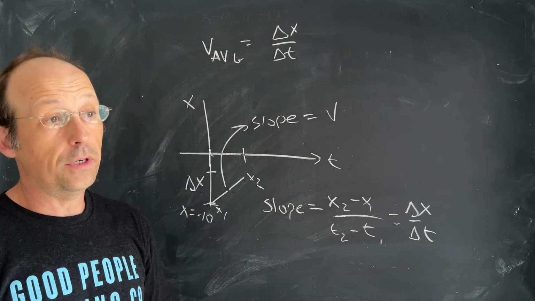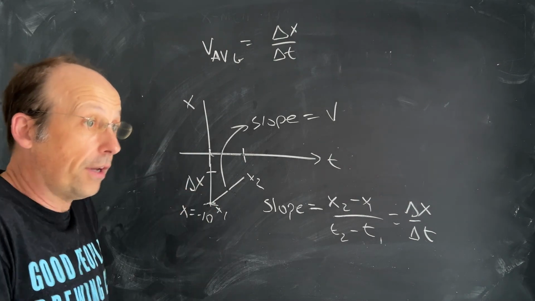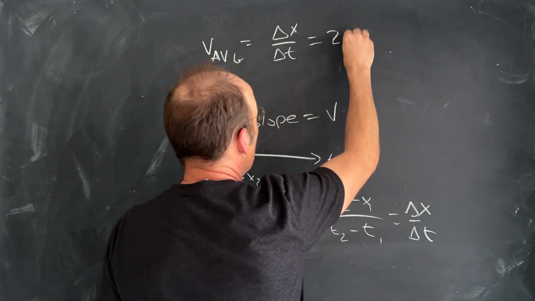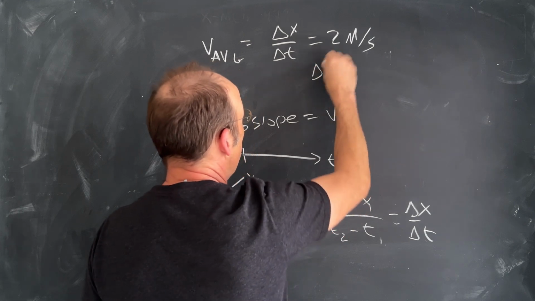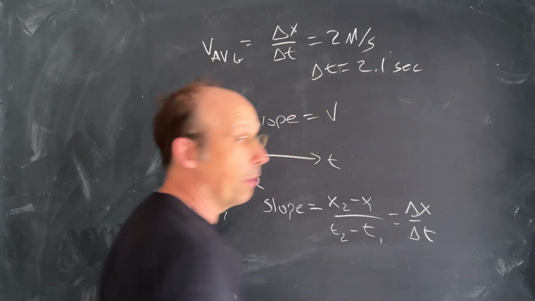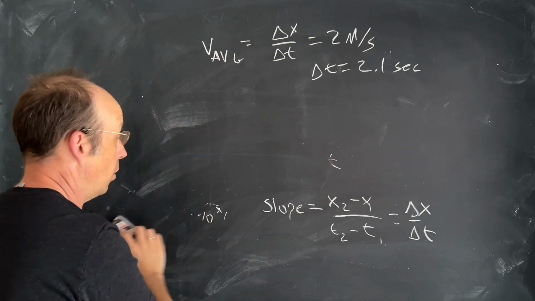Now, the next thing I want to say is, well, how far did he go? How far did he go during this 2 seconds? So I have the velocity is 2 meters per second, and delta t is 2.1 seconds. I wanted to do 2, but I accidentally did 2.1. So let's just find out how far he went. That's not too hard.